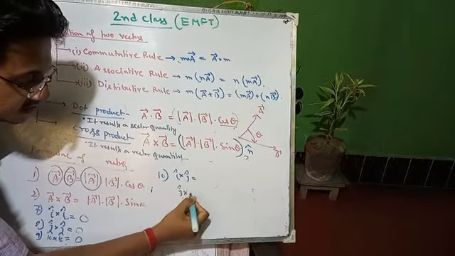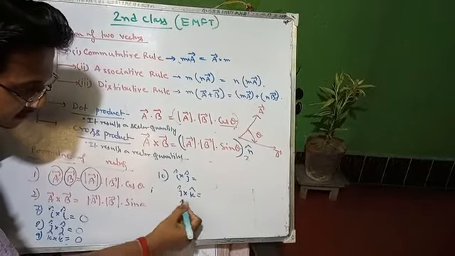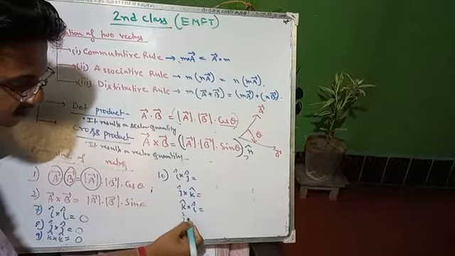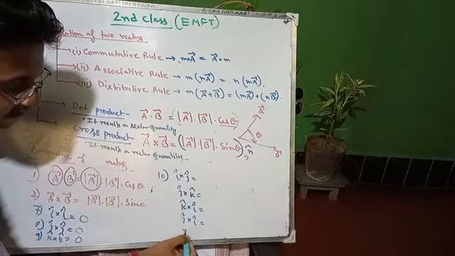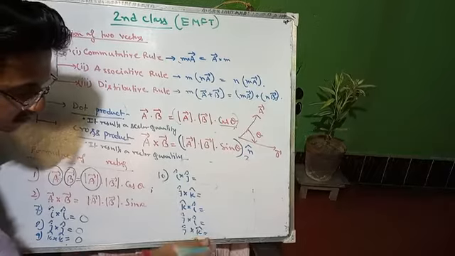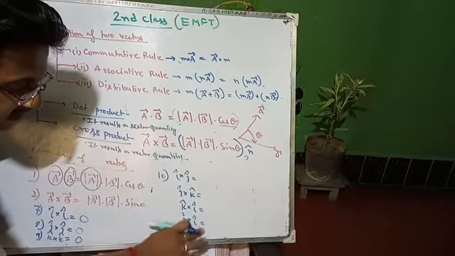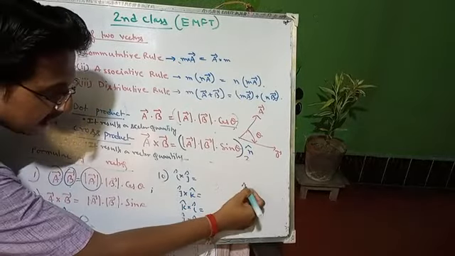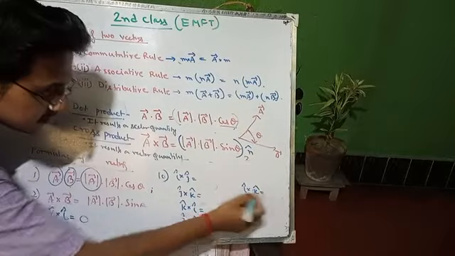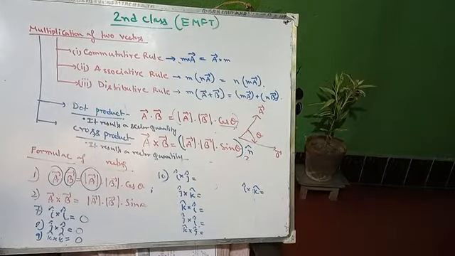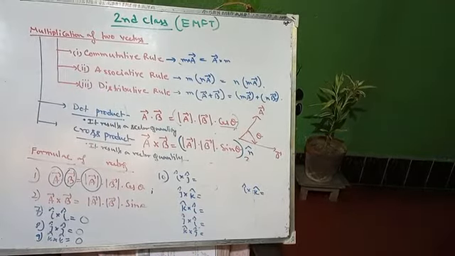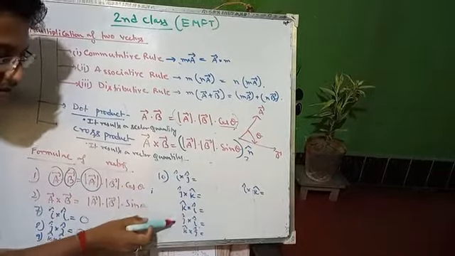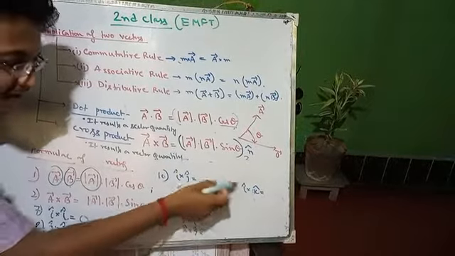Then j cross k, what will be the result? Then k cross I, what will be the result? And now j cross I, what will be the result? And k cross j, sorry, here you have to write k cross j. K cross j, what will be the result? And lastly, I cross k, what will be the result? There are 6 combinations: I cross j, j cross k, k cross I, j cross I, k cross j, and I cross k.